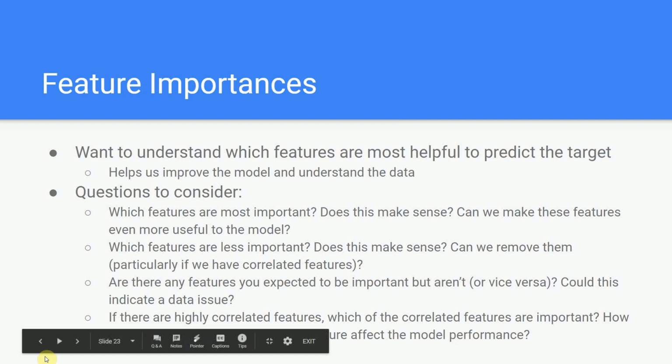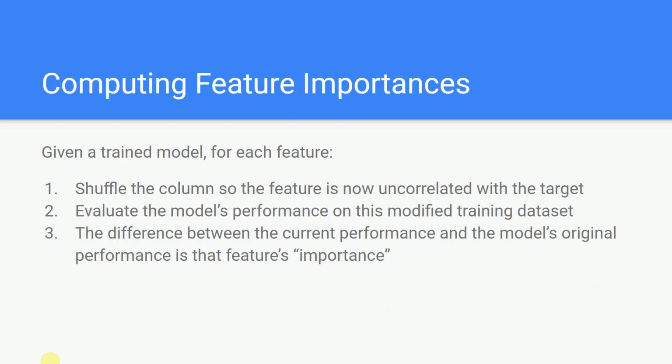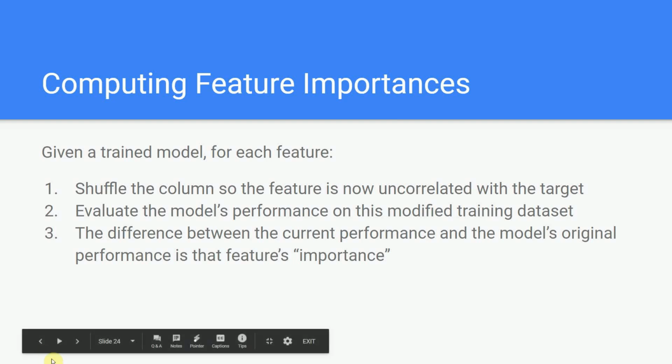I'm not going to go over all these questions for the sake of time, but I encourage you to read them and think about these when you look at feature importances. For now, I'm just going to tell you how to calculate that. The specific name for this is permutation importance, if you want to Google it, but we're just going to call it feature importance.